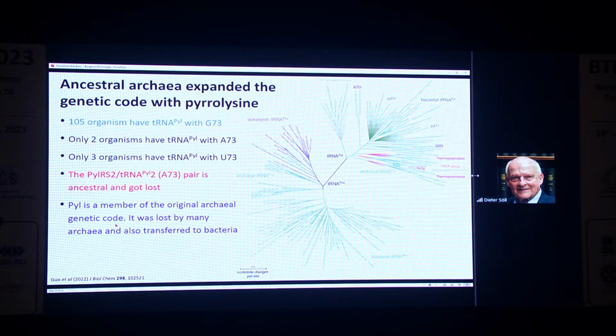And Pyl is a member of the original archaeal genetic code, was lost by many archaea and also transferred to bacteria. And the existence of the Pyl system may be linked to methanogenesis. This is a discussion by itself.